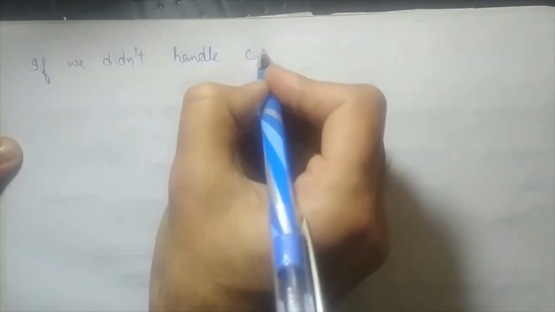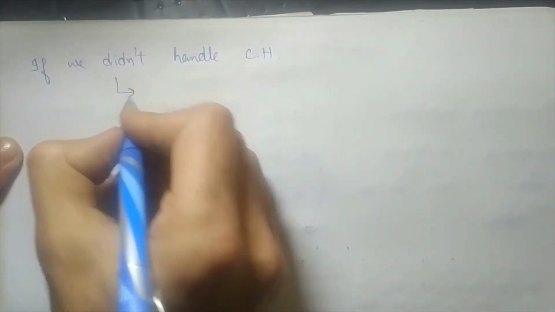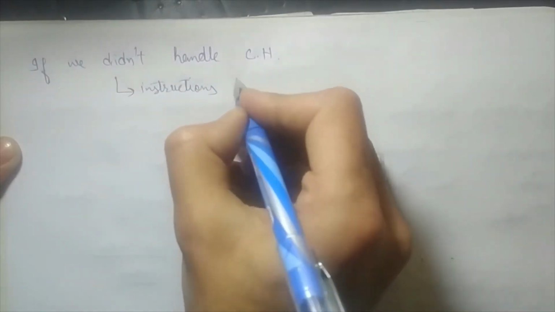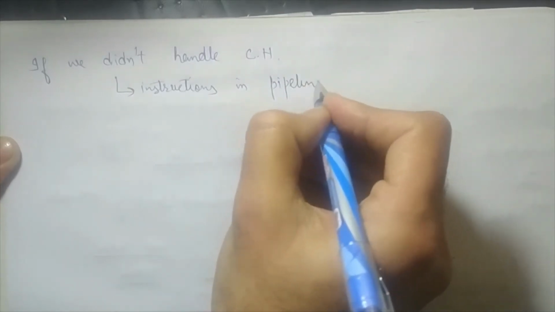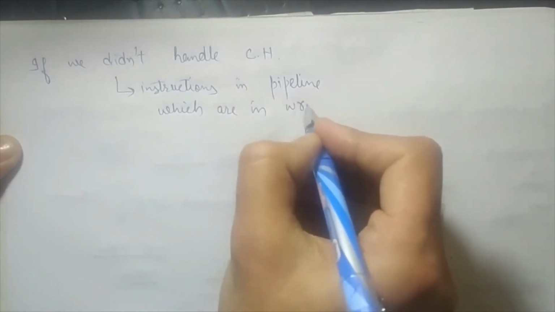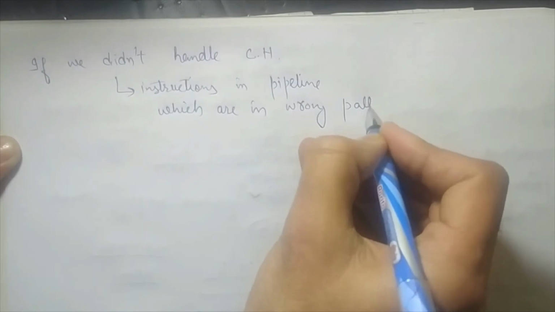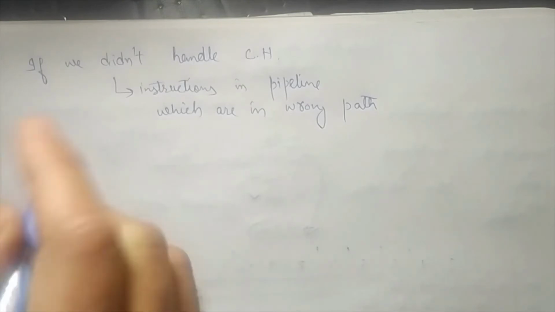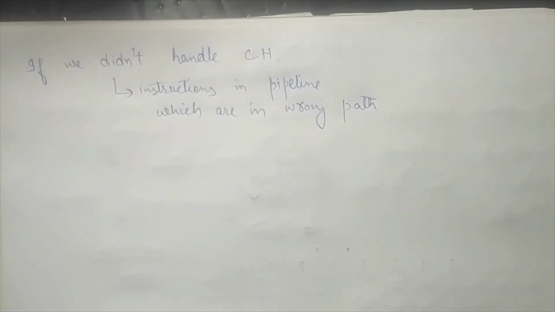Let me first say that if we didn't handle control hazards, then what will be the issue? There will be instructions in the pipeline which are in the wrong path. Or we can say instructions which should not have been executed will get executed. So we have to handle such control hazards.